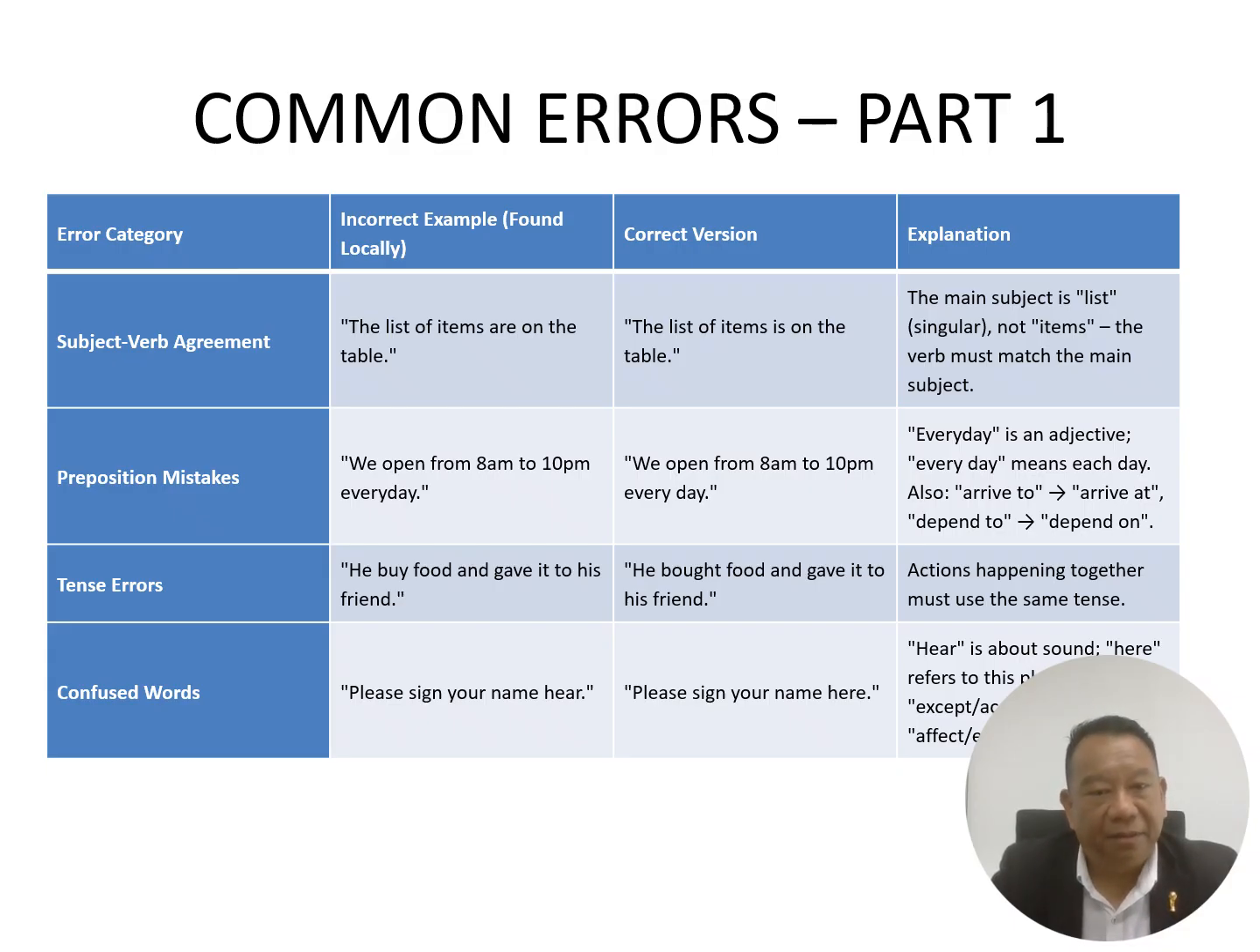Tense error. "He buy food and gave it to his friend." The correct version is "He bought food and gave it to his friend." Actions happening together must use the same tense. Confused words. The incorrect one is "Please sign your name here" instead of "Please sign your name here."